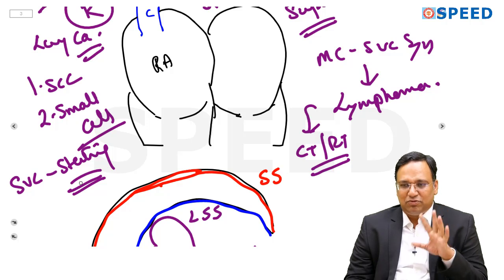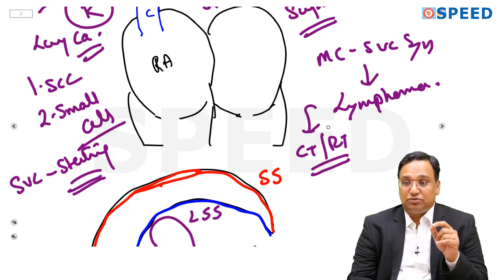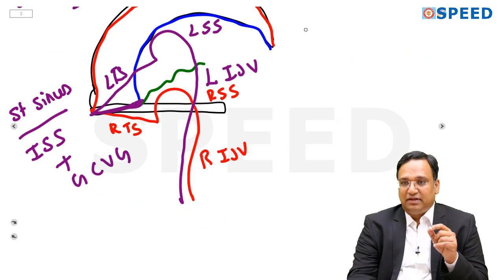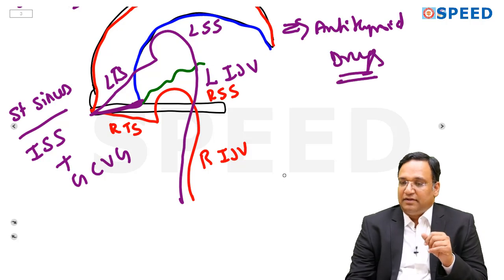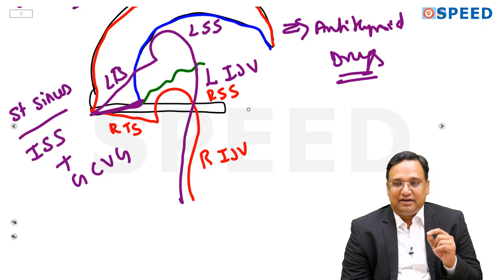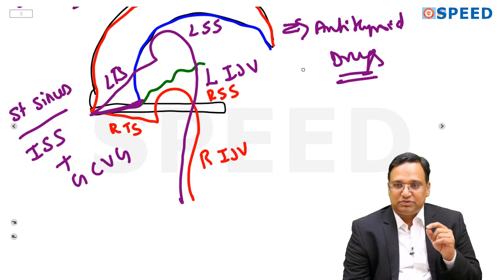Now I will ask you one more question. What should you not do in case of retrosternal goiter? The question becomes very simple. Will you give anti-thyroid drugs? Can you use an anti-thyroid drug in case of retrosternal goiter? This was a very famous question.